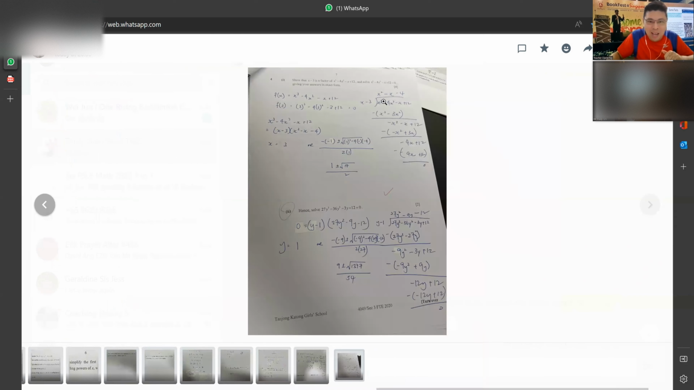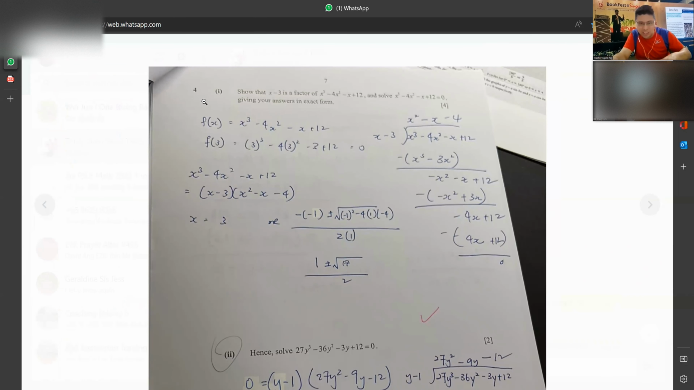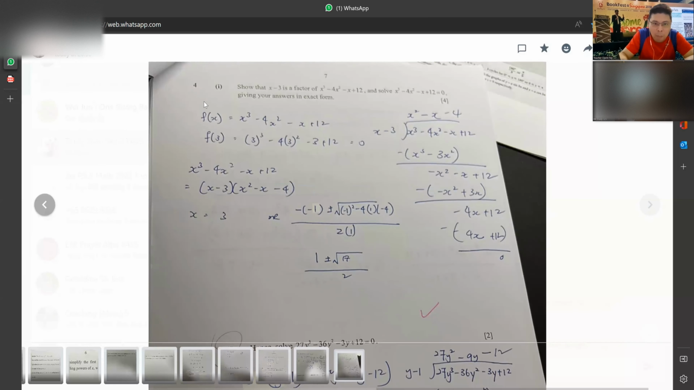Okay, hands off. I need to look at here because it's linked. Because you managed to solve your part 1, right? I'm just going to write out what you found here for part 2. You managed to show all that, so I won't dwell on it. Since you showed that this is a factor, basically x cubed minus 4x squared minus x plus 12 equals 0. Then they say that x minus 3 is a factor. So x minus 3 is a factor. Then the other one is x squared minus x minus 4.